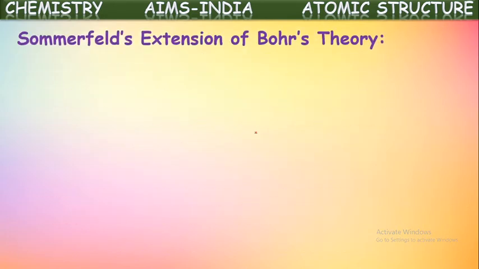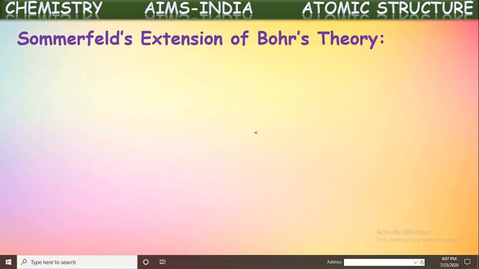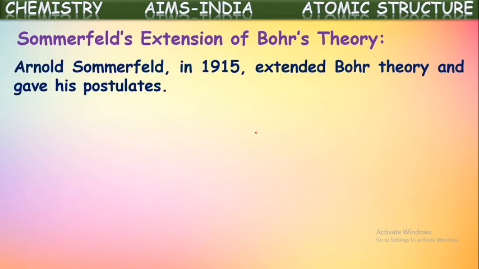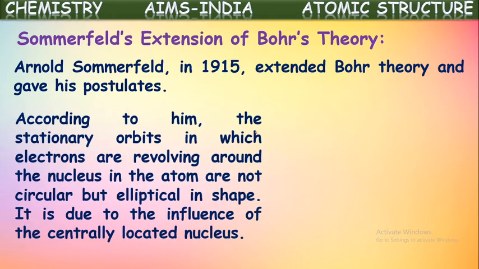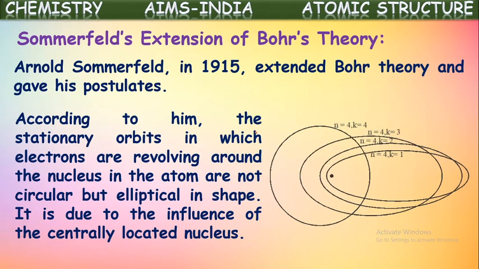Next theory, Sommerfeld's extension of Bohr's theory. Arnold Sommerfeld in 1915 extended Bohr's theory and gave his postulates. According to him, the stationary orbits in which electrons are revolving around the nucleus in the atom are not circular but elliptical in shape. It is due to the influence of the centrally located nucleus.